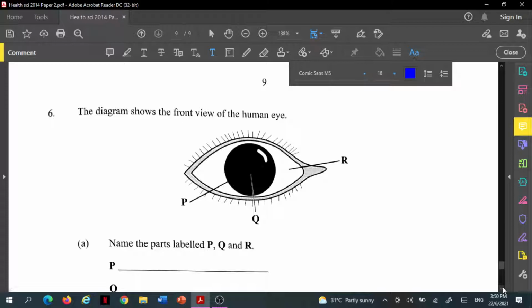This question asks, the diagram shows the front view of the human eye. And we have three parts right here. This part here is R. So R here is the sclera.